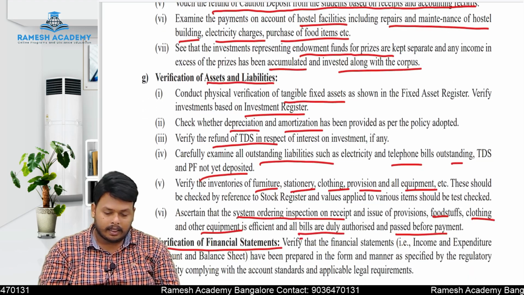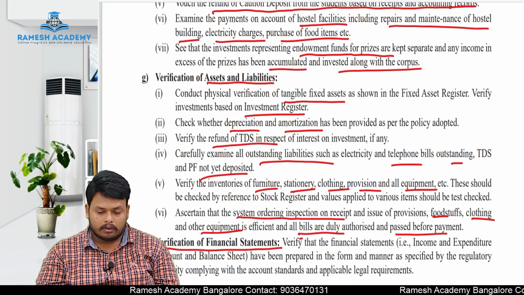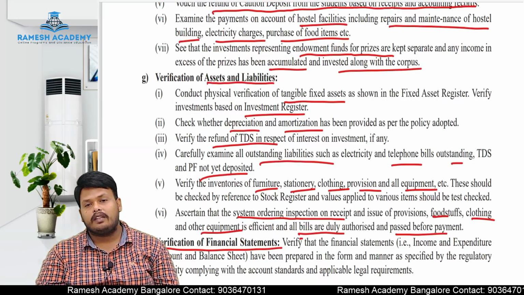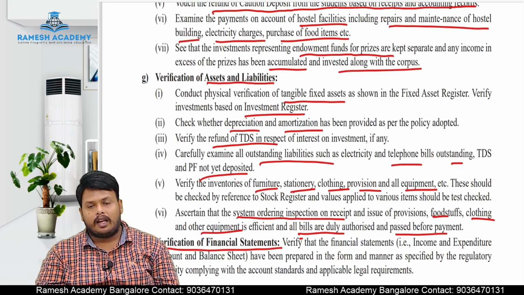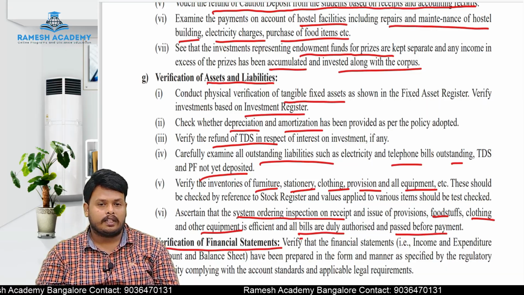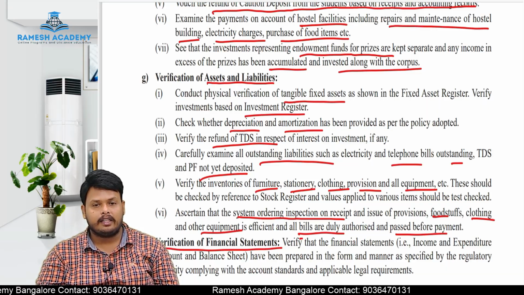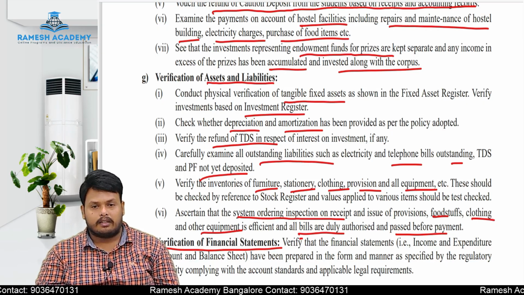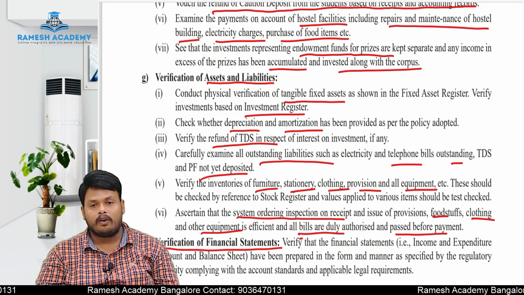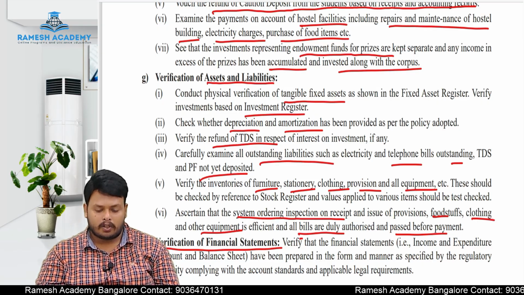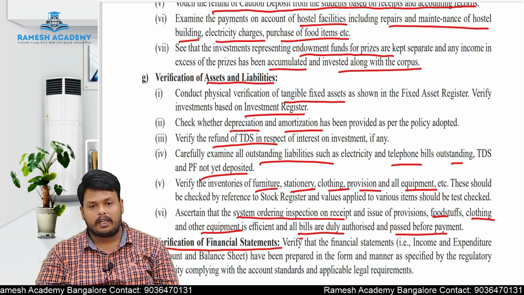Verification of assets and liabilities. Conduct the physical verification of tangible fixed assets. They have to see the investment register in that case, and whether the depreciation and amortization are correctly calculated or not. If any TDS is deducted on the interest on investment, in that case the refund also the auditor has to verify. Any outstanding expenses, that also the auditor has to verify. If inventory stock is there, the inventory should be verified with the stock registers properly.